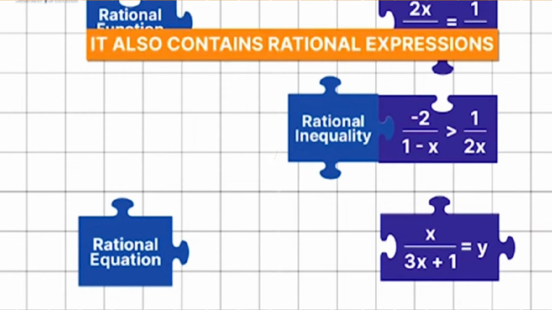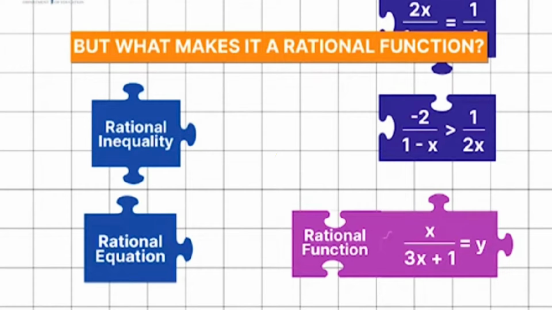Our given contains a greater than symbol, which is an inequality symbol. It also contains rational expressions, which are negative 2 over 1 minus x is greater than 1 over 2x. For our next one, the expression x over 3x plus 1 equals y is a rational function, but what makes it a rational function?